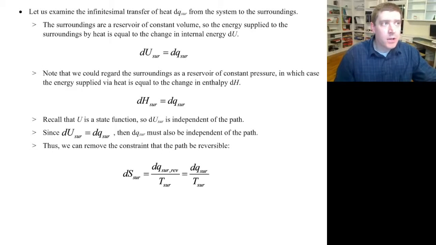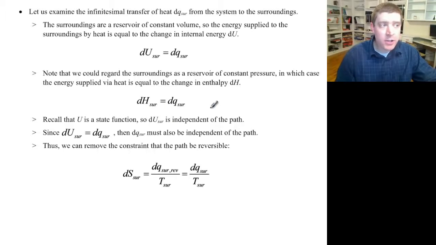Alright, so let us examine the infinitesimal transfer of heat, dq surroundings, from the system to the surroundings. So the surroundings are a reservoir of constant volume. We're assuming that the volume of the universe isn't changing. So the energy supplied to the surroundings by heat is equal to the change in the internal energy, dU. So that's this first equation here. Note that we could also regard the surroundings as a reservoir of constant pressure, in which case the energy supplied as heat is not equal to the change in internal energy of the surroundings. It's equal to the change in enthalpy of the surroundings. So that's this equation, the dH equation.